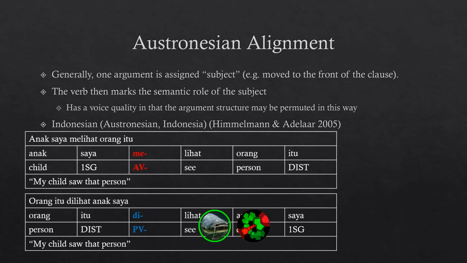So if you look and you say, okay, we have the verb see, we have the agent voice, and our subject is my child, we know that my child is the one seeing because it's the subject and we have the agent voice. Correspondingly, in the second sentence, we have orang itu, that person that's been moved to the front as this privileged subject. But we have a different prefix here. We have D, which is the patient voice, and that's telling you that the subject is the patient and not the agent as before.